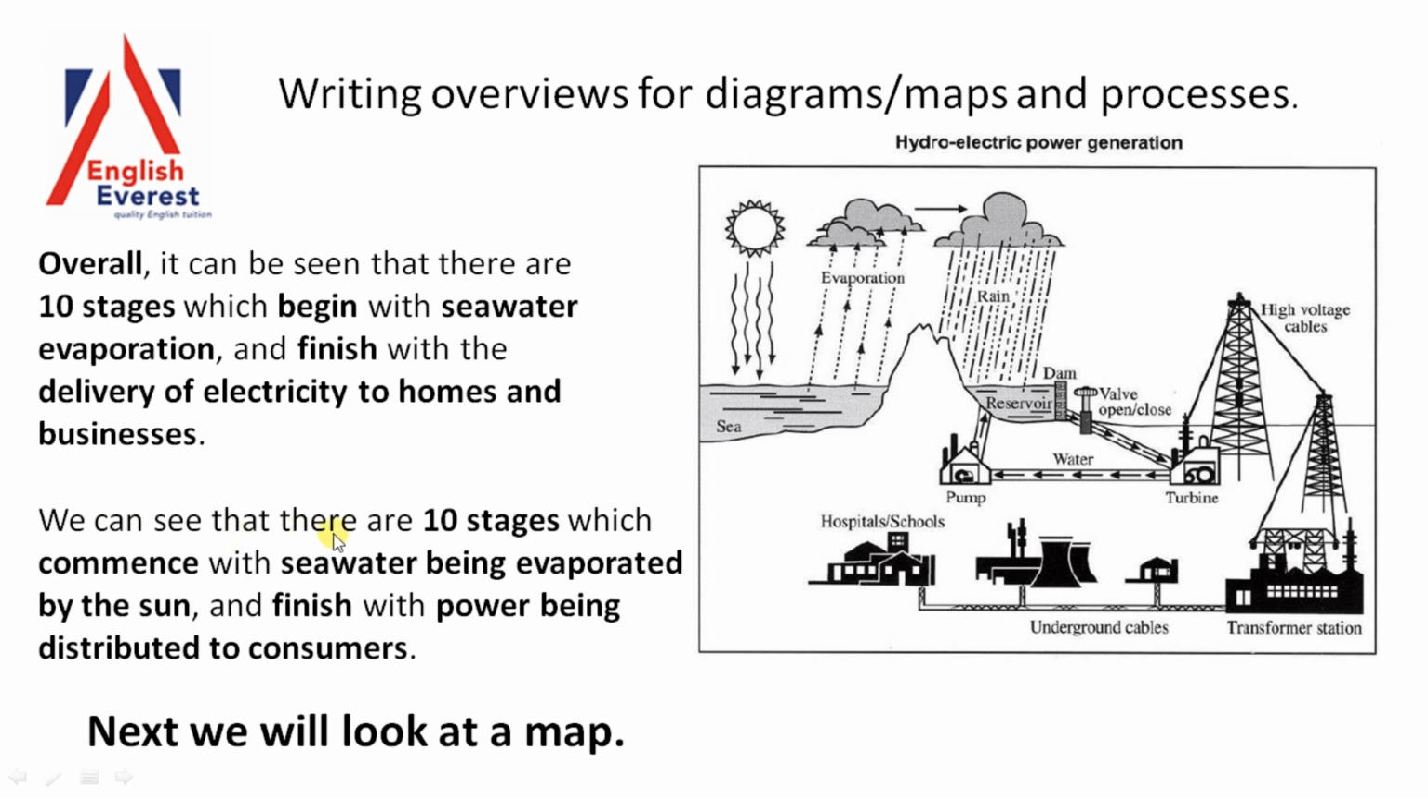We can see that there are 10 stages which commence with seawater being evaporated, so we're using the passive here, by the sun, again the same thing, and finish with power being distributed to consumers. So first, last.